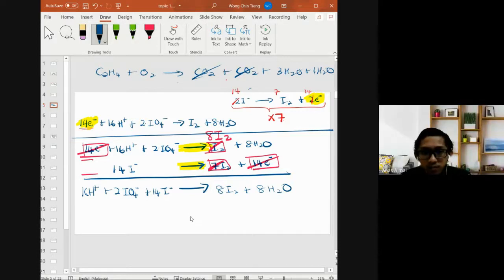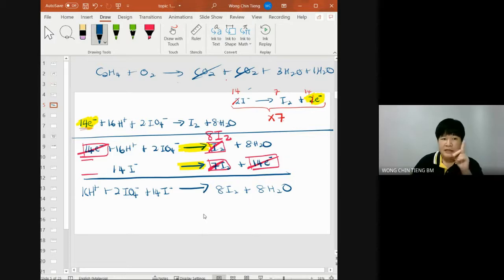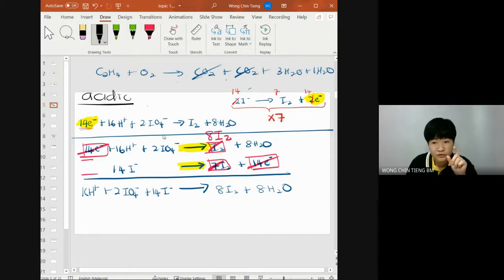Simplify. Okay. If this is a basic medium, I want to discuss both. If this is a basic medium, then we are not done. But if this is an acidic medium, I want to use the same question for both. So if this is your acidic medium, we are done. Almost. What Ana said earlier, we need to simplify.